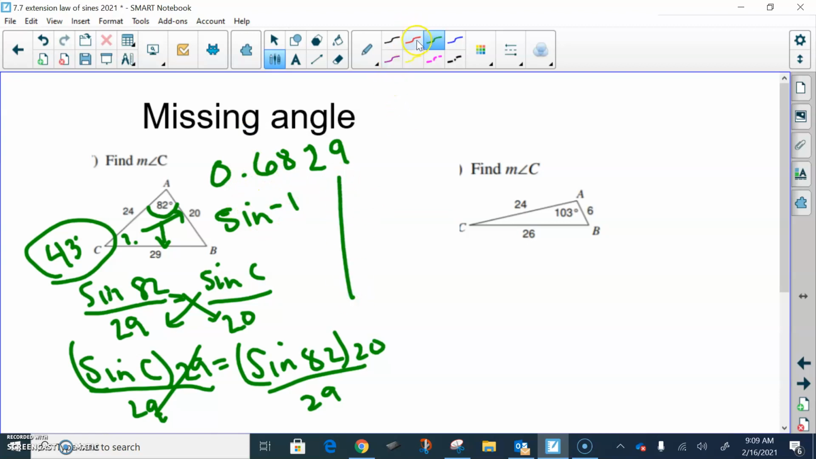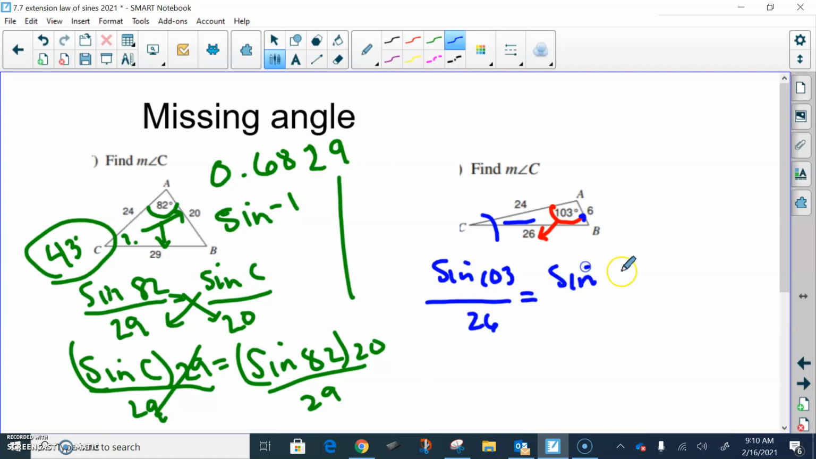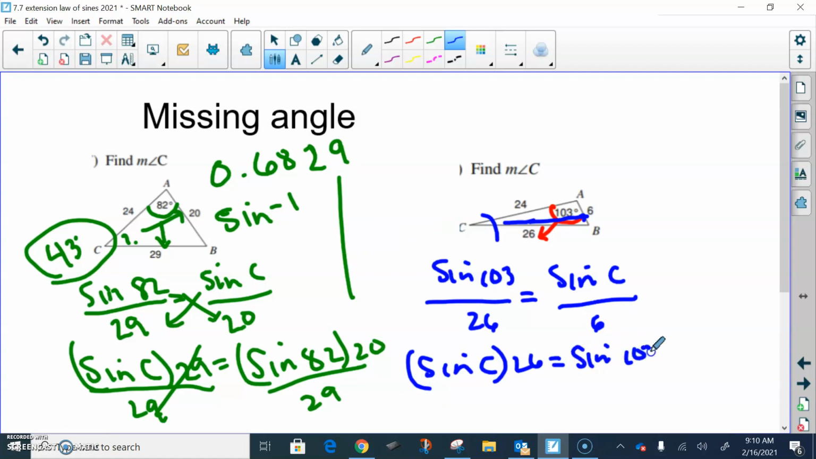Okay, so we're going to do the same thing here one more time. So I have to have an angle and a side across from it, which we do. And I'm looking for angle C, so I'm going to use the 6. Okay, so I'm going to say sine of 103 is to 26 as sine of C, our unknown, is to the side it's across from, which is 6. I'm going to cross multiply. I'm going to divide to get my unknown by itself, so I'm going to divide each side by 26.